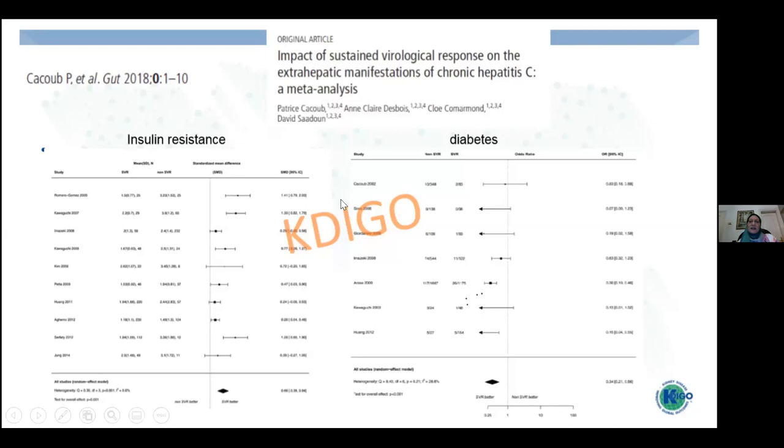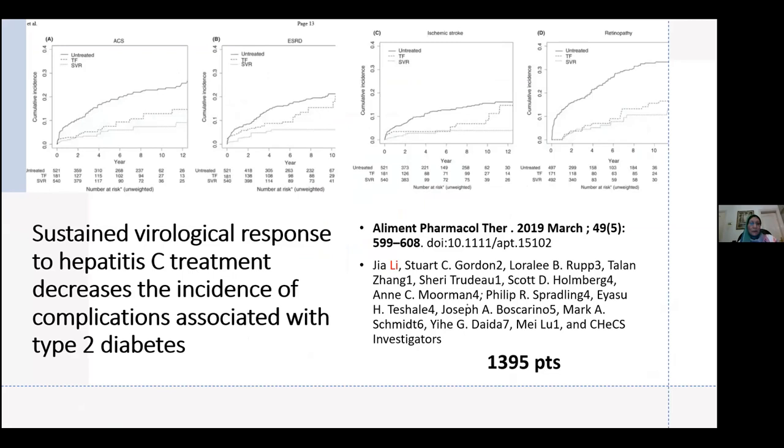And this is another very important study here, showing that it was done in diabetic type 2 patients to study the complications. And if you compare those patients that did not receive treatment, which is the solid lines, as those who attain a sustained viral response, you can see a marked significant difference in the incidence of acute coronary syndrome, end-stage renal disease, ischemic stroke, and retinopathy. So this is really good and has to be treated.